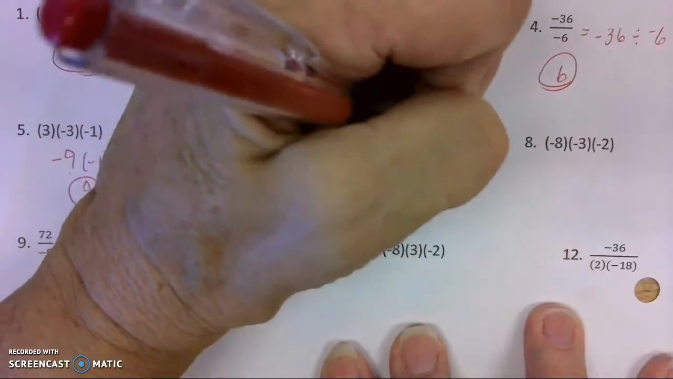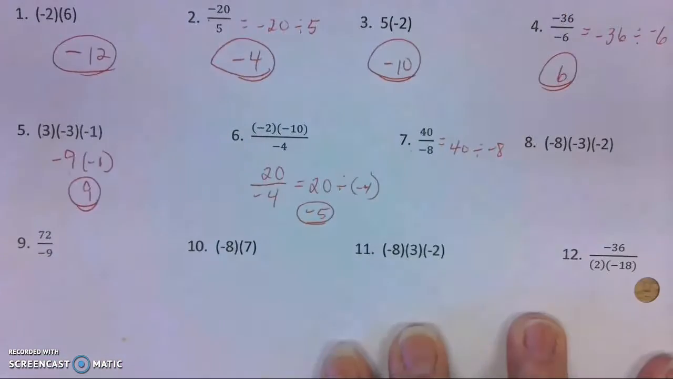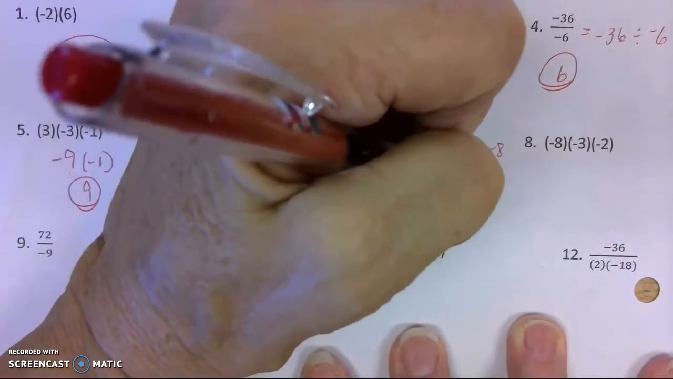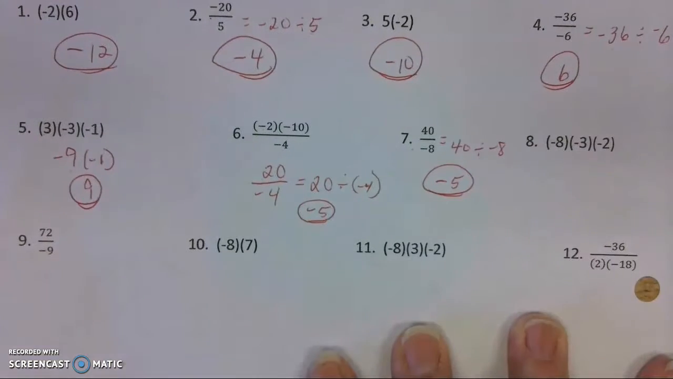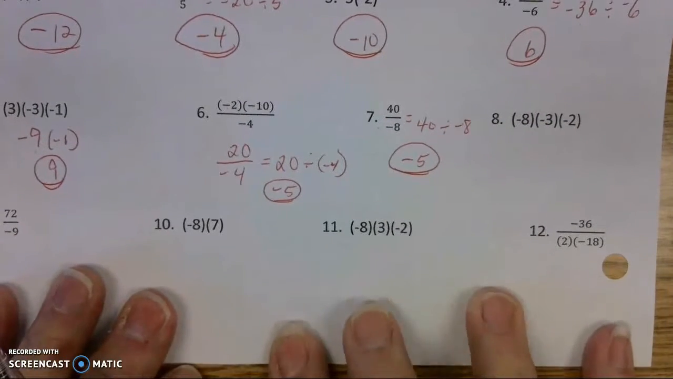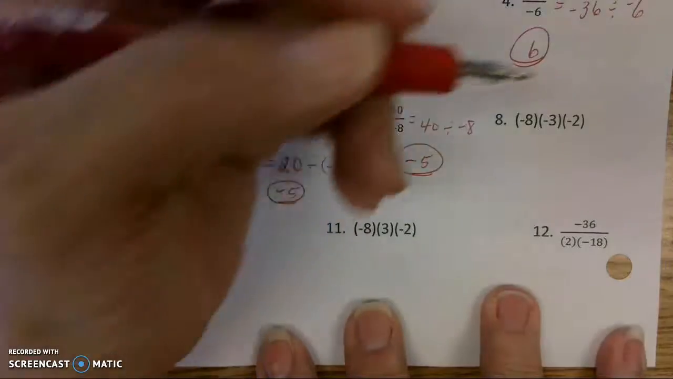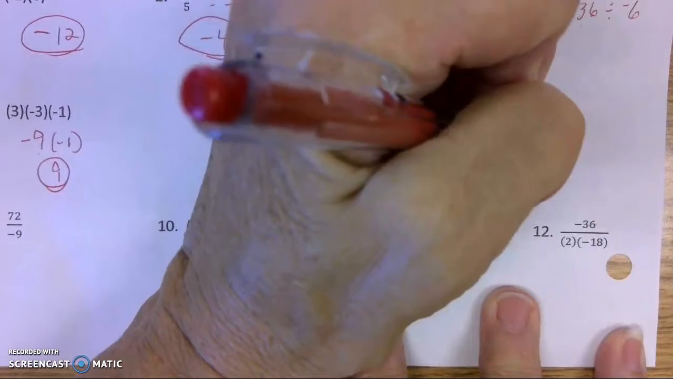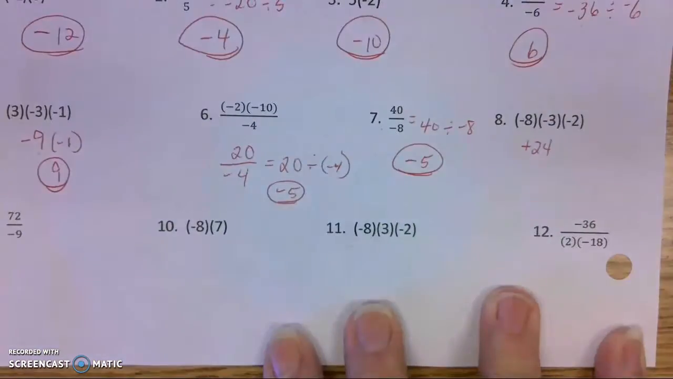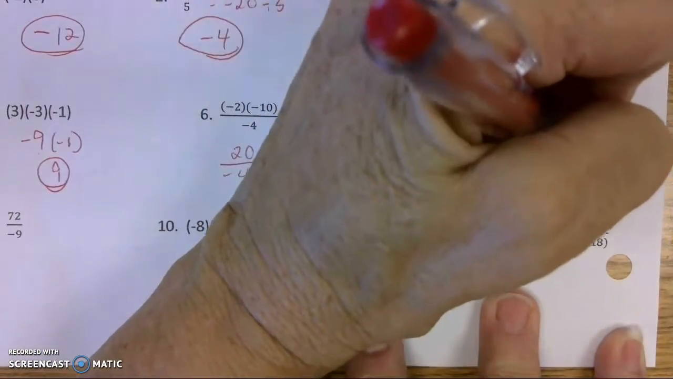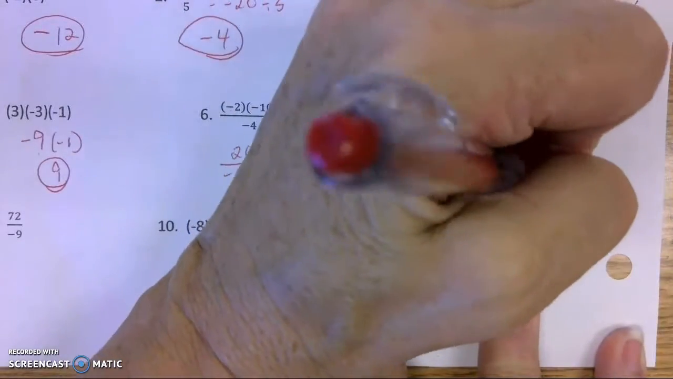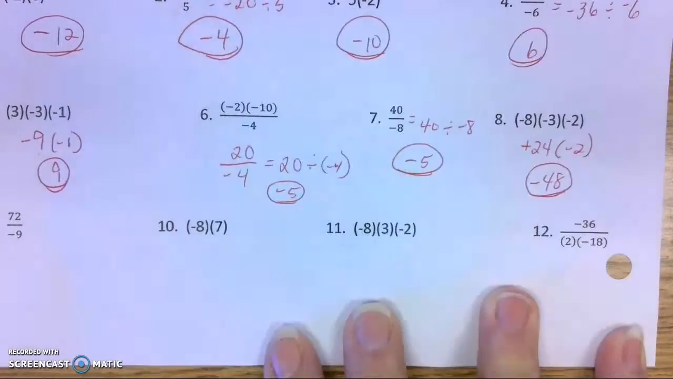Number 7, 40 divided by negative 8. Again, positive divided by a negative is negative. 40 divided by 8 is 5. My answer is negative 5. Notice that if it says multiply, that's exactly what I'm doing. Number 8, negative 8 times negative 3 is positive 24 times negative 2. Positive 24 times negative 2 is negative 48.